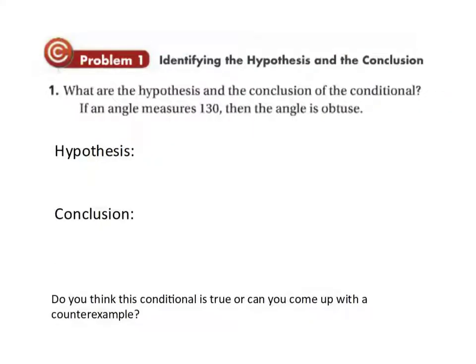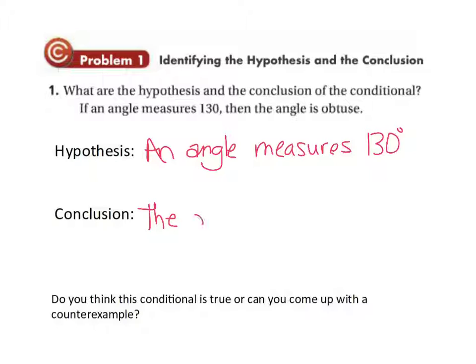What are the hypothesis and the conclusion of this conditional? If an angle measures 130, then the angle is obtuse. The hypothesis is the if part. So I'm going to write the hypothesis would be, I have this angle, and it measures 130. That's the if, the given, the hypothesis. An angle measures 130 degrees. Okay, got it. The conclusion is your then. So my conclusion is the angle is obtuse.